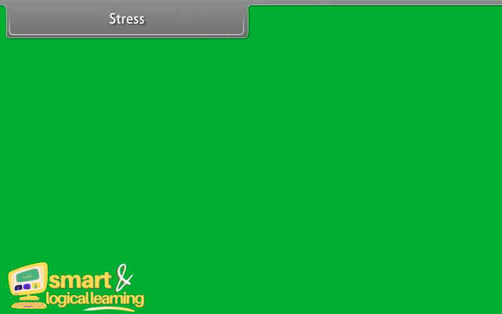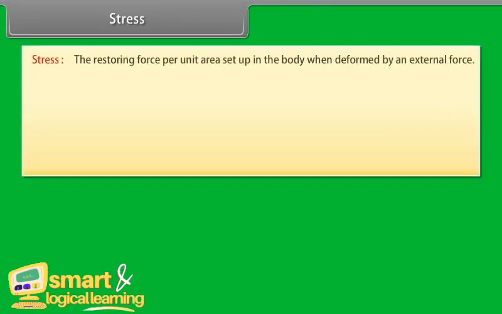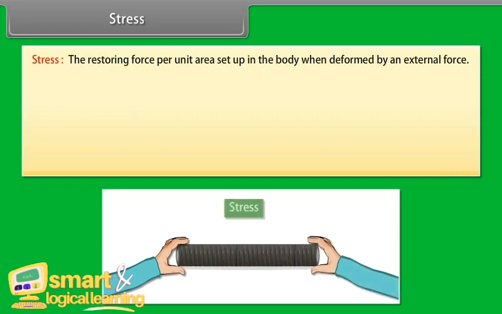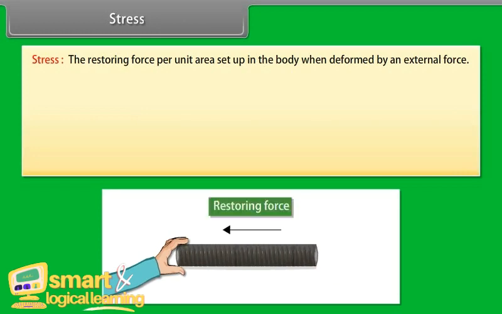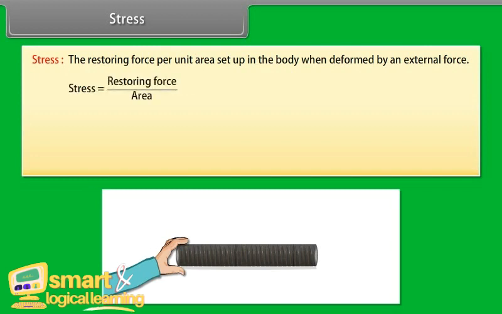Stress. Stress is defined as the restoring force per unit area set up in the body when deformed by an external force. Stress is equal to restoring force upon area. SI unit of stress is Newton per meter square.